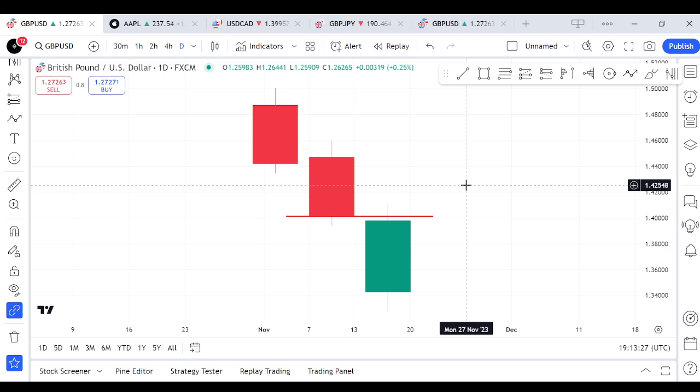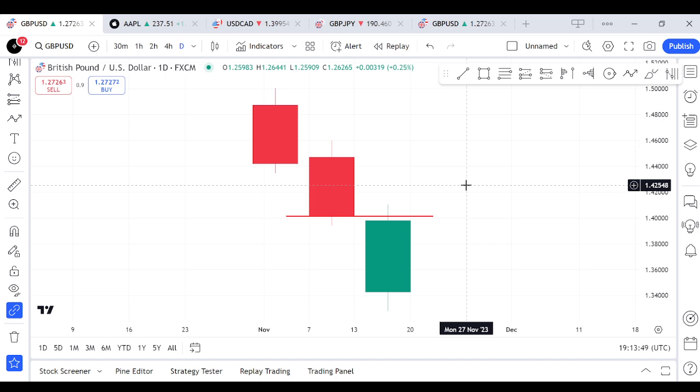So first, let's talk about the pattern basics, the pattern overview. So the bullish counter-attack pattern is a powerful reversal signal that often appears at the end of a downtrend. This pattern consists of two key candles that work together to indicate a potential shift from bearish to bullish momentum.